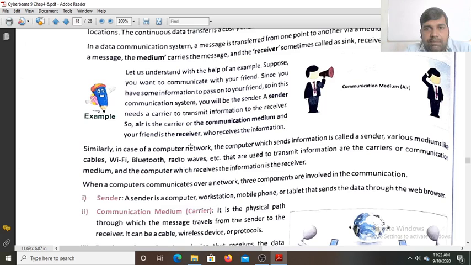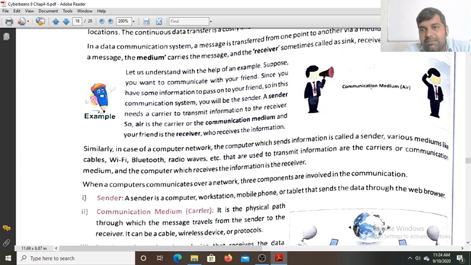So let us understand with the help of an example. Suppose you want to communicate with your friend, since you have some information to pass on to your friend. So in this communication system you will be the sender. A sender needs a carrier to transmit the information to the receiver. So air is the carrier, the communication medium. If there is no air between the sender and the receiver, your friend will not receive any message. The friend will not be able to hear any words because sound cannot travel in vacuum.